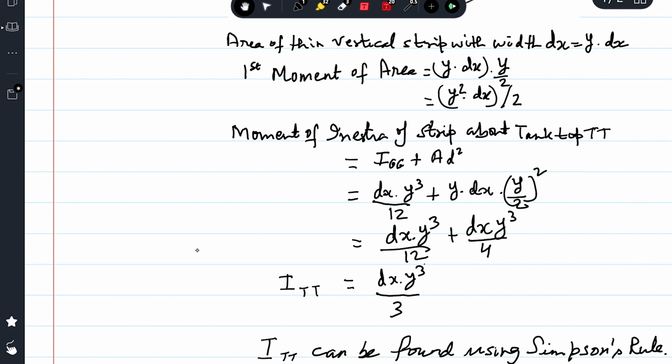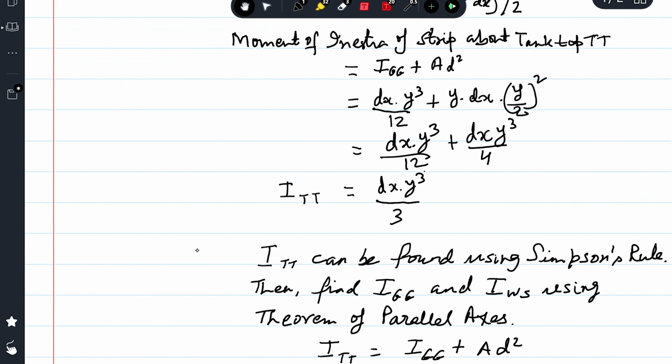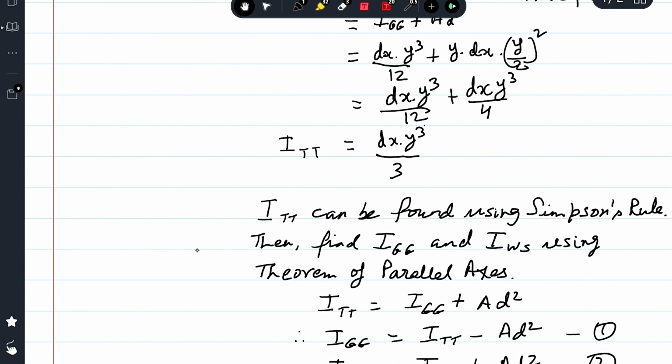So y cubed is the moment of inertia function. When we do Simpson's rule, the sum of the products of the y cubed column is divided by 3. You must have seen in the working that the first moment of area SOP is divided by 2, and the second moment of area, which is moment of inertia, the sum of the products of y cubed, is divided by 3. That's how we get the moment of inertia about the tank top. We have calculated that with Simpson's rule.